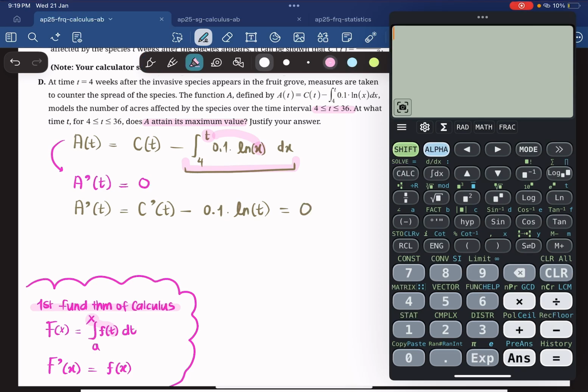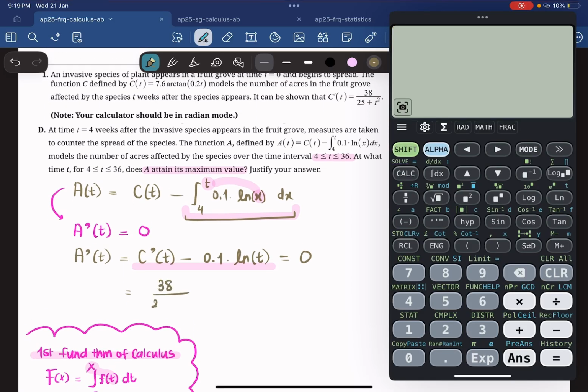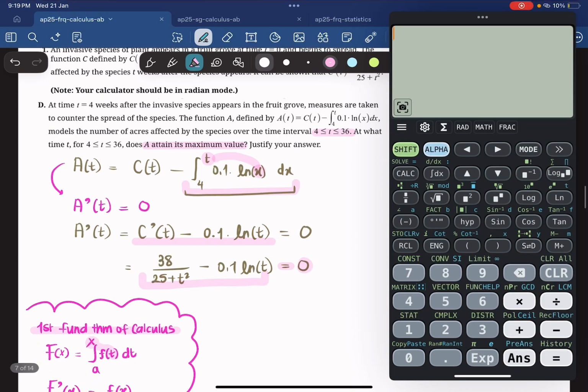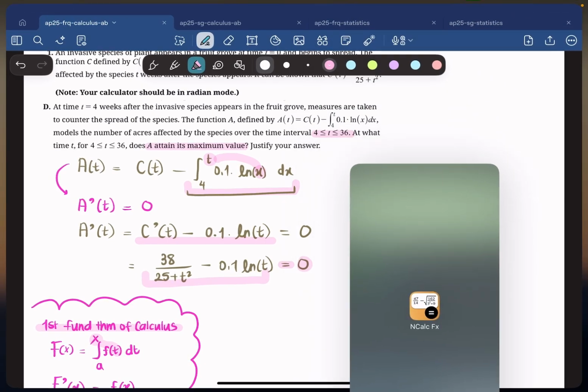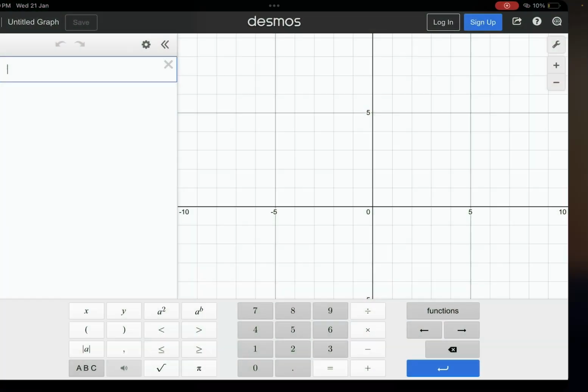So let's graph this function, C prime of t minus 0.1 ln t. C prime of t, we know, is 38 over 25 plus t squared, minus 0.1 ln t equals 0. Equals 0 means we're going to check where it intersects the x-axis, the roots. So let's close this and open the Desmos calculator.